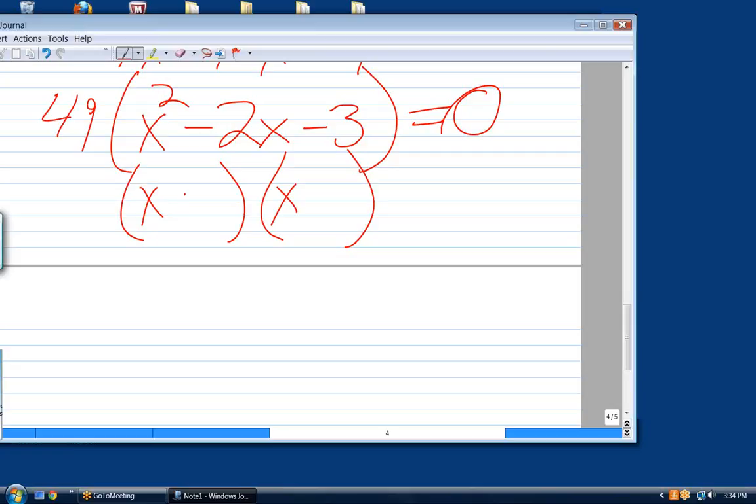Signs have to be what? Opposite or same? It's only two factors of 3, so you have positive 3 and negative 1. Put the bigger factor with the sign of the middle term. Yeah. So what's my solution?